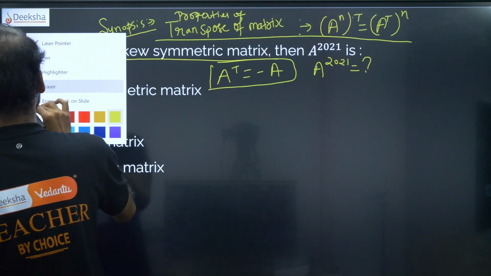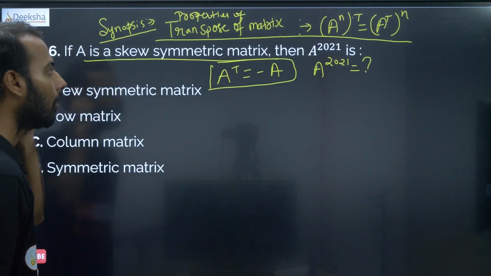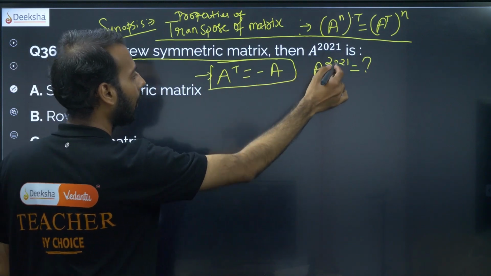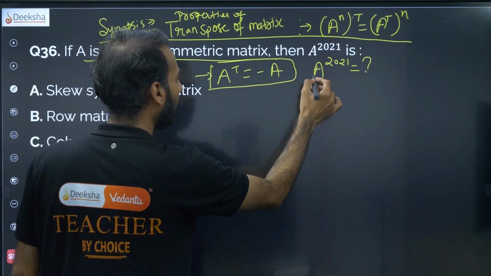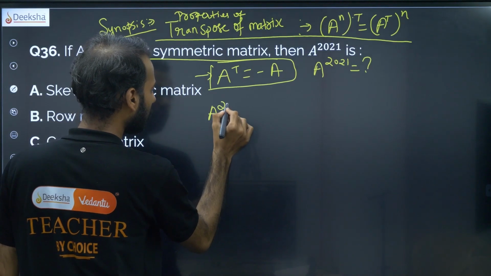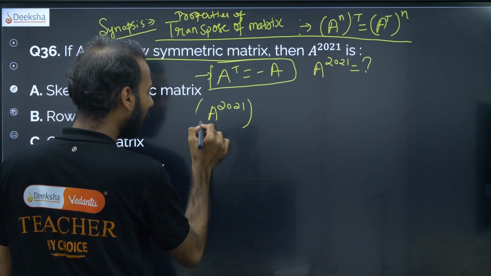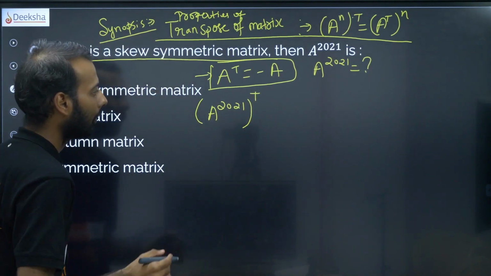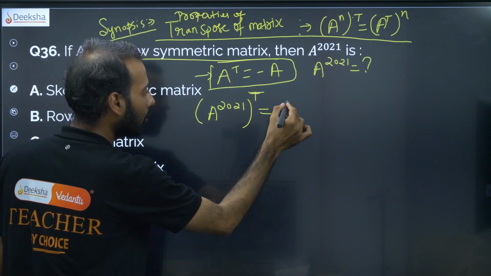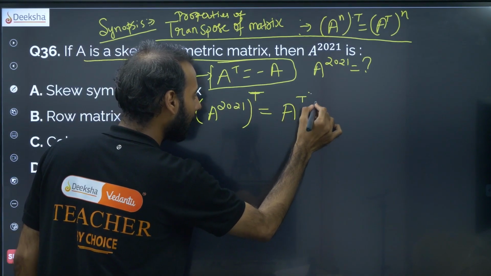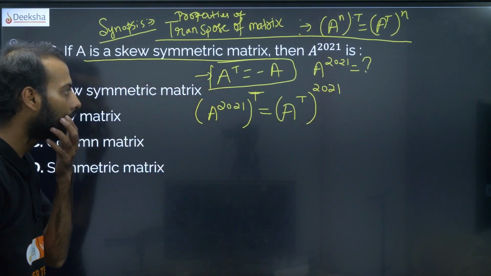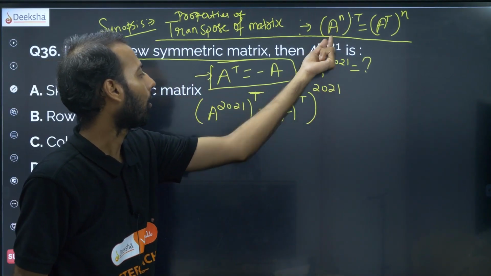For this, now here what they are asking, and this is the given data, they are asking to find A2021. This we have to find. So, A2021. Now let me apply transpose for this. I am applying transpose. So this becomes A transpose power 2021, according to this property.